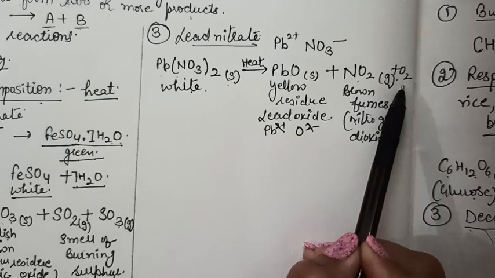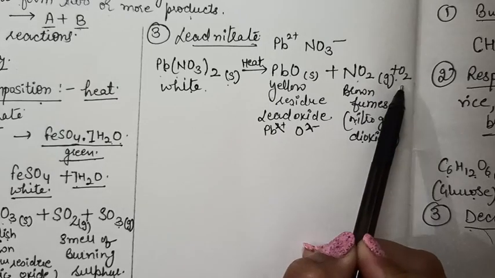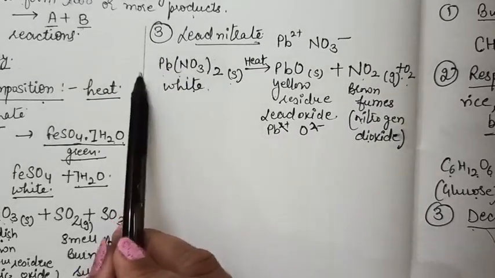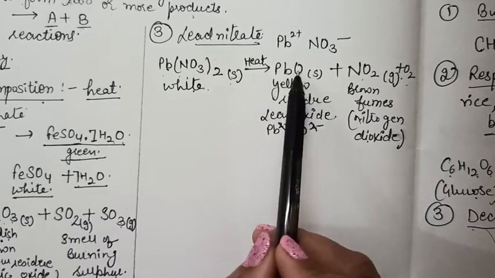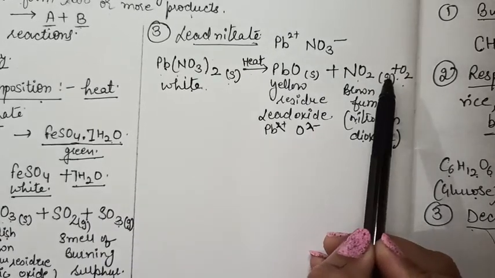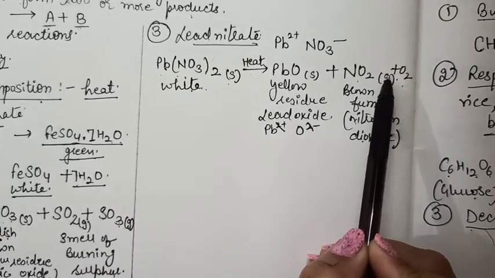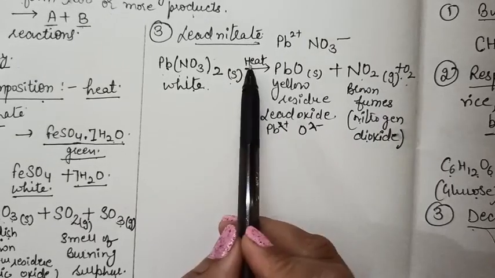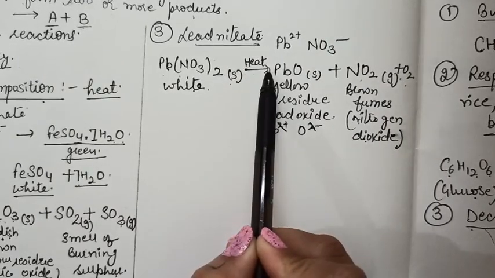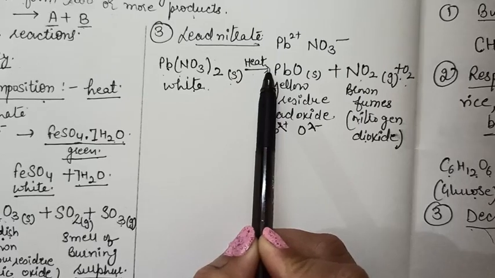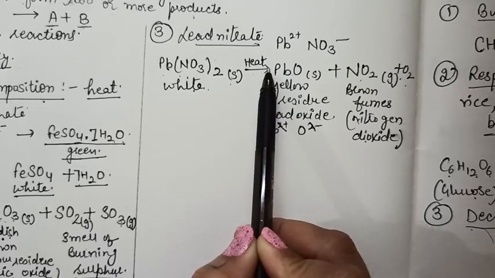plus oxygen are formed. So in this reaction, one single reactant decomposes and forms 2 or more products. That's why they are called decomposition. But we are using heat to decompose them. That's why they are thermal decomposition reactions.